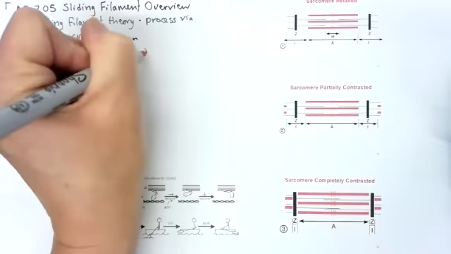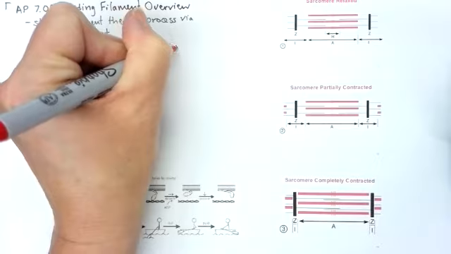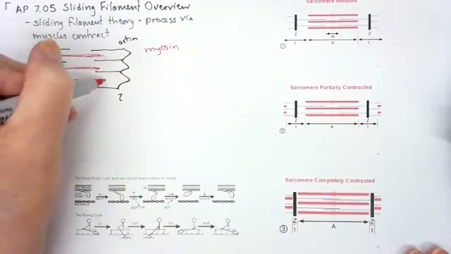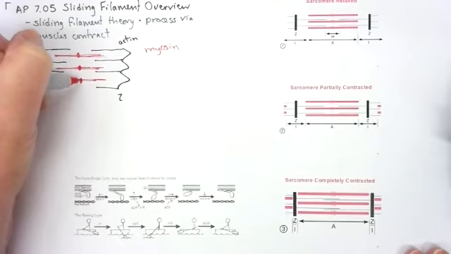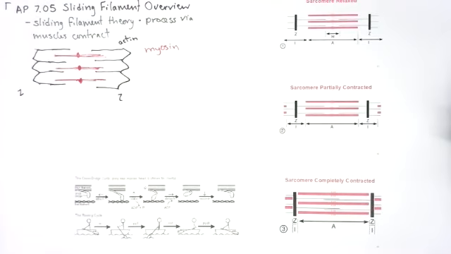So these are myosin in red. They're anchored in the middle, and they're a little bit thicker in the middle. And this creates the banding.